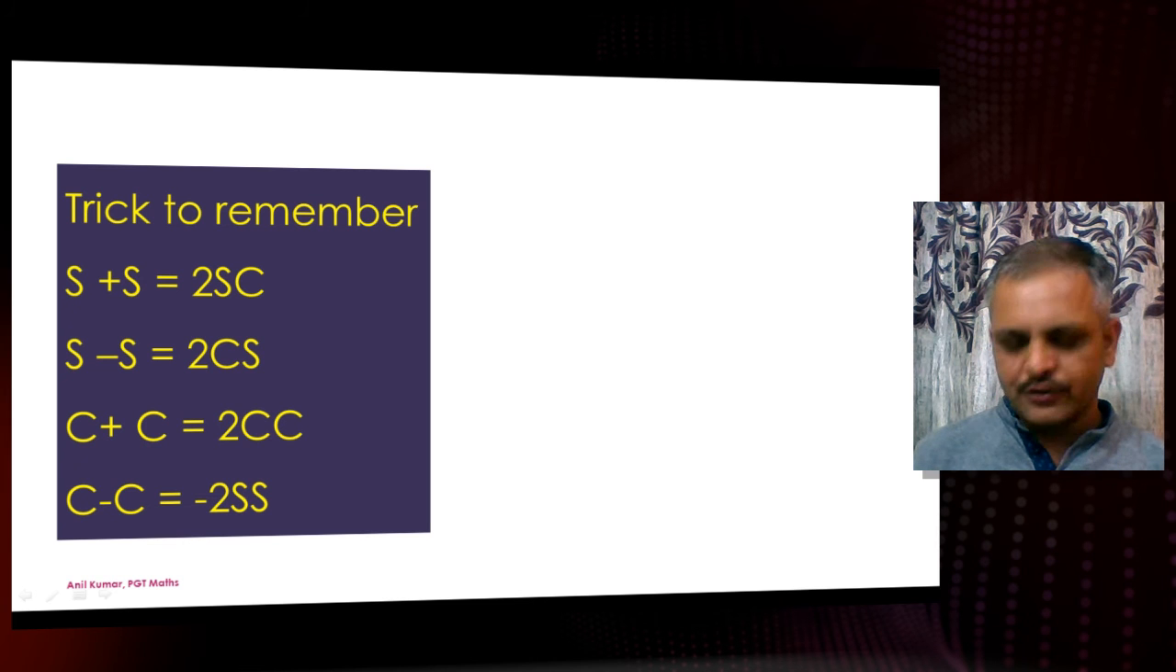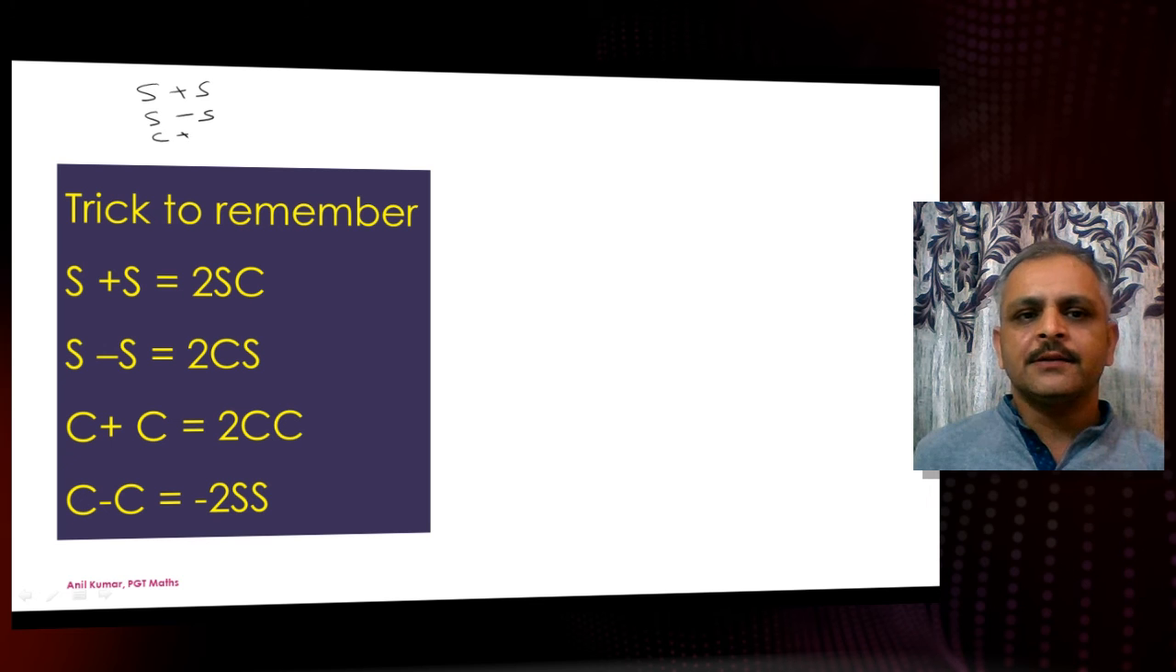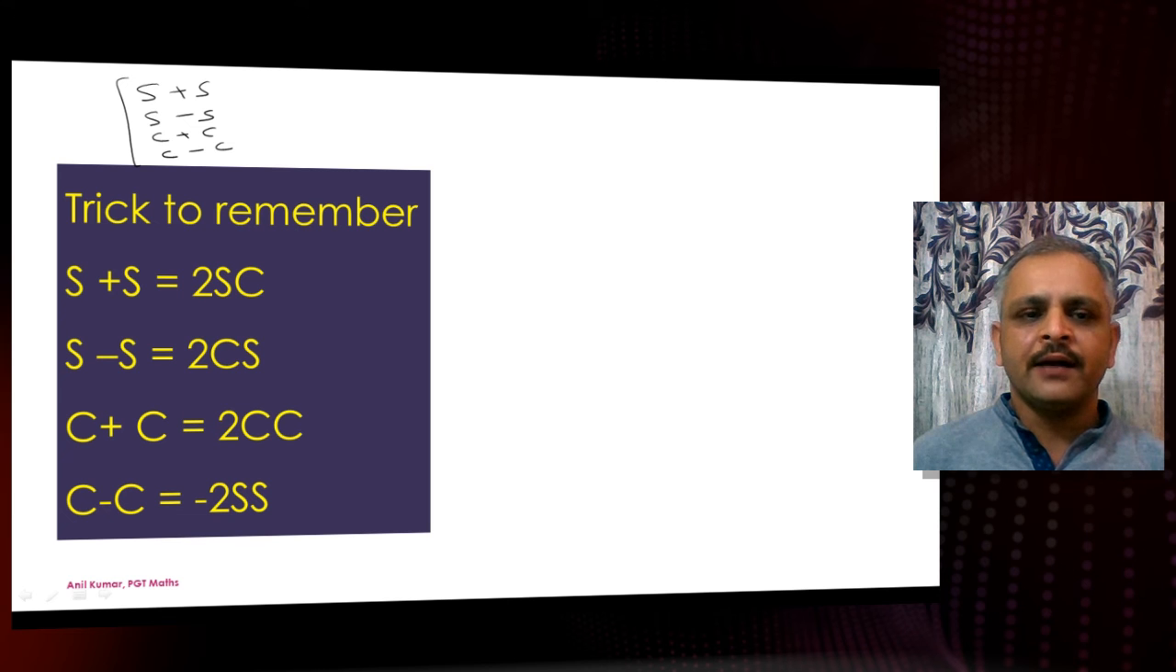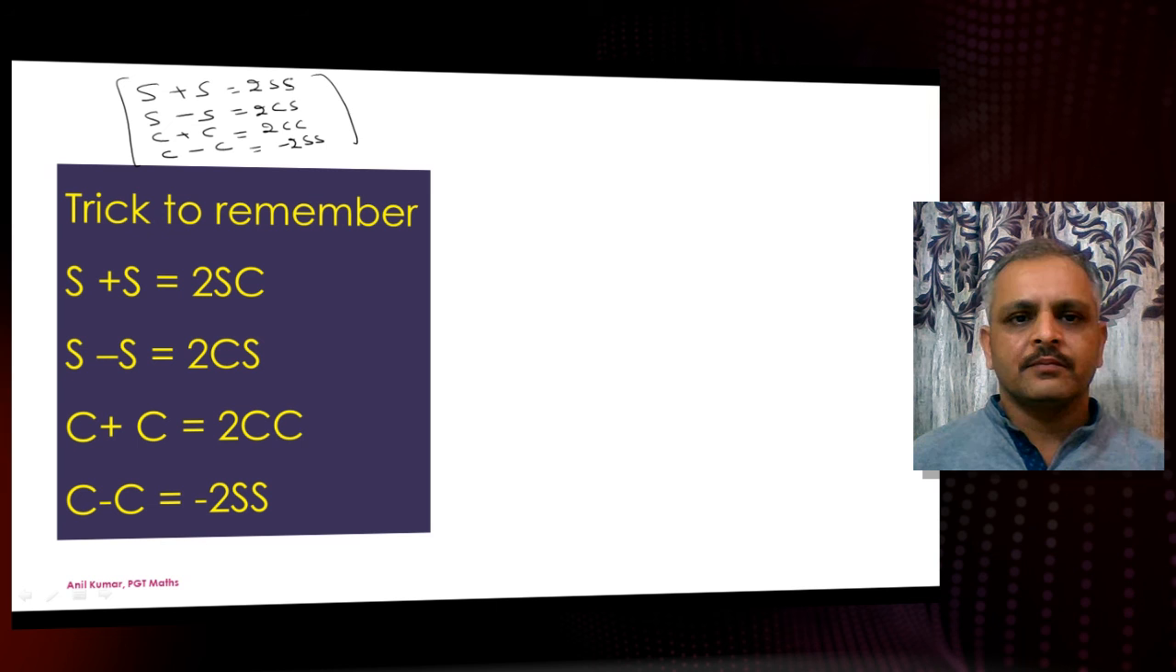What you have to do? First, you have to remember s plus s, s minus s, then c plus c and c minus c. Isn't it easy? First 2s add, then subtract, then c plus c and c minus c. This side 2sc, 2cs, and 2cc, minus 2ss. You can make any trick also to remember them, whatever you can remember.